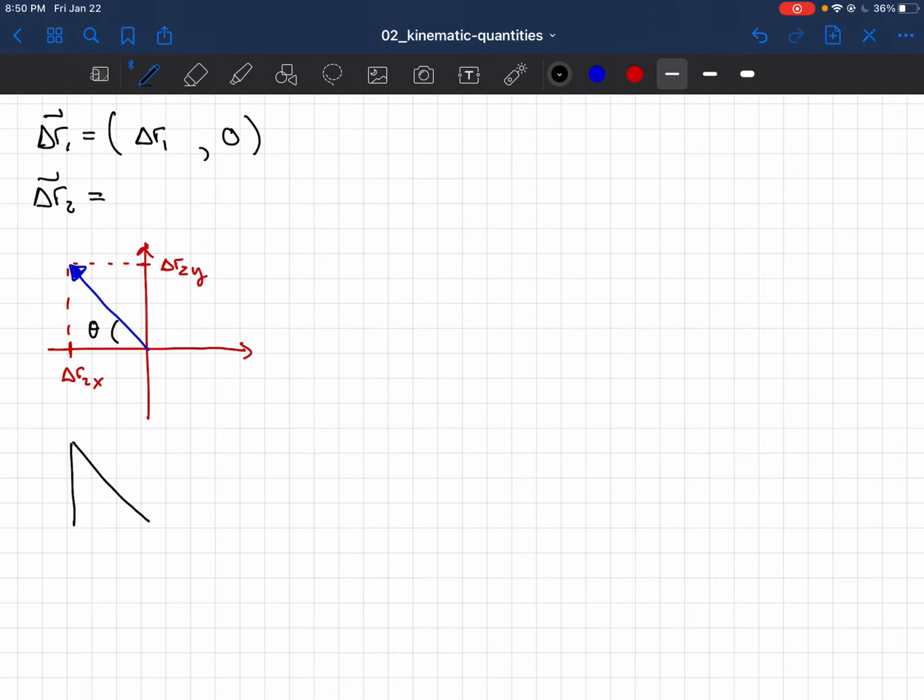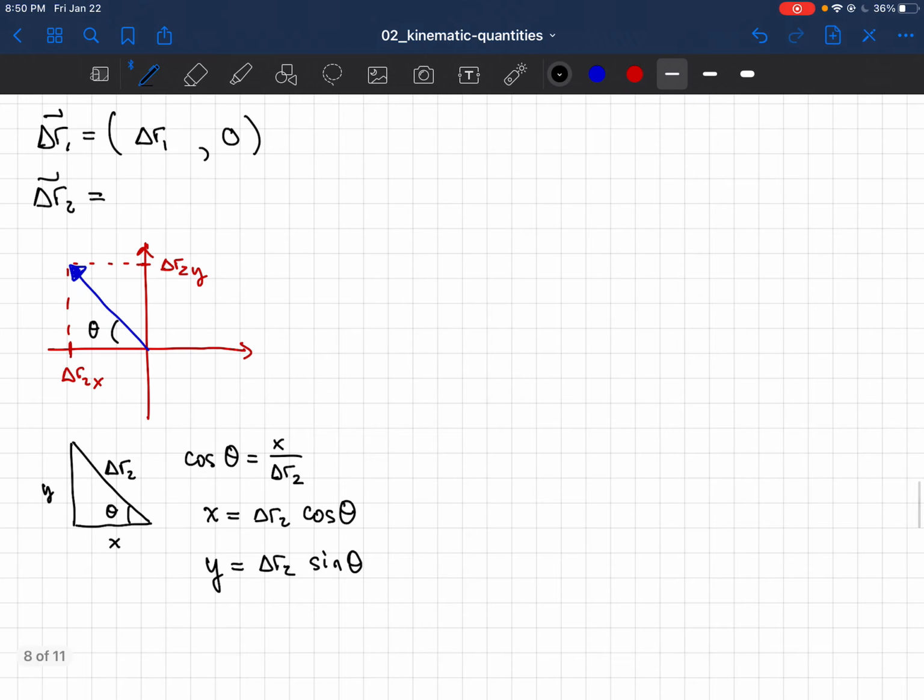So let's draw ourselves a little triangle, x, y, theta. We see that cosine of theta is equal to x over, and what is the hypotenuse? Well, it is just delta r2. That's the number that we know. That's the 2.7 kilometers. So x is equal to delta r2 cosine theta. And if you do the other one, then y is equal to delta r2 sine theta.